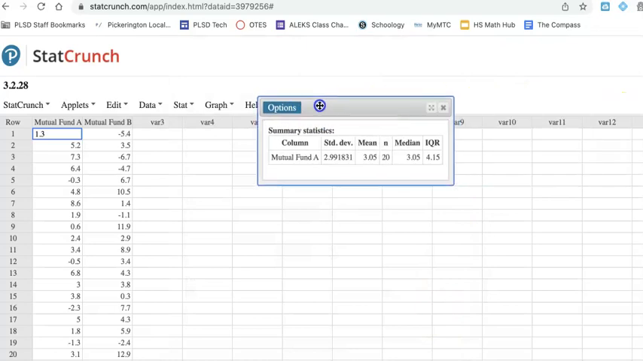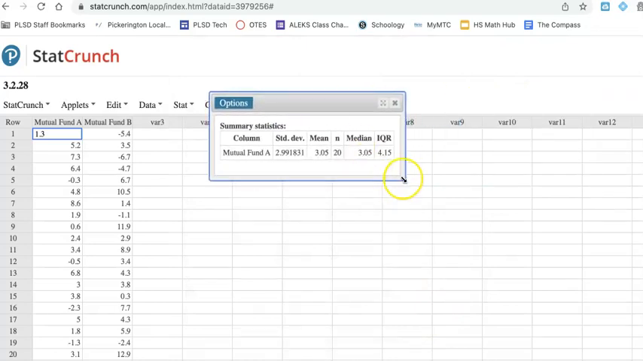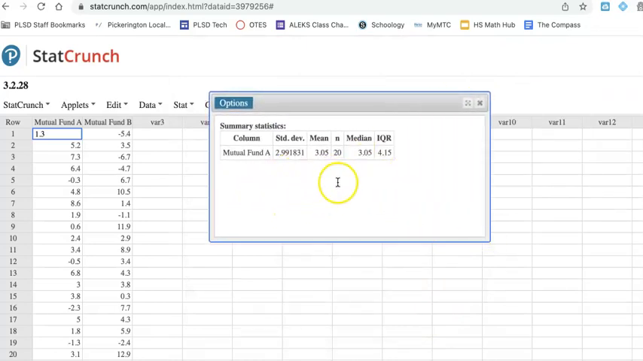So once I have that, here are the values. For center, you would just say that the mean is 3.05 and so is the median. Then for spread, you would say that the standard deviation is 2.99, because since these are to the tenths place, you would go to the hundredths place, and that the IQR is 4.15.